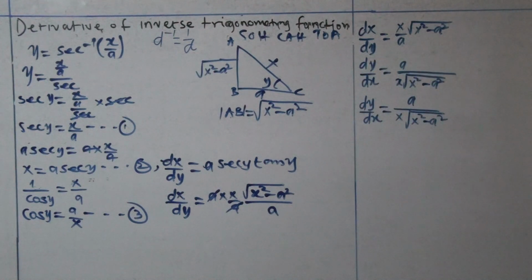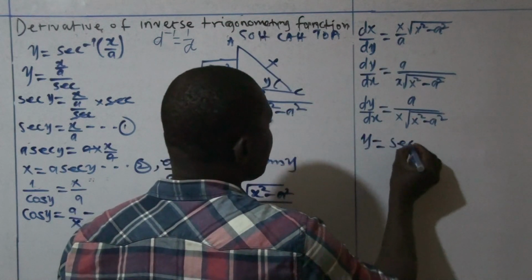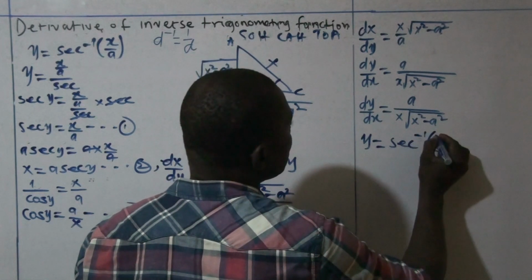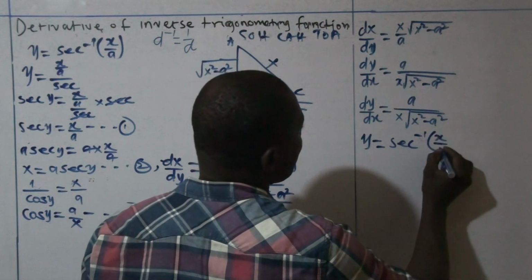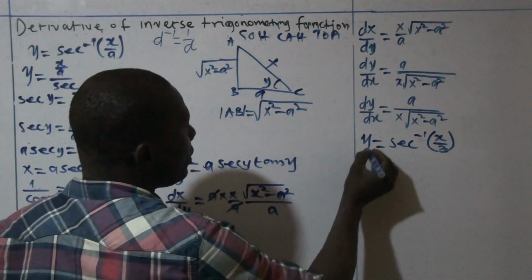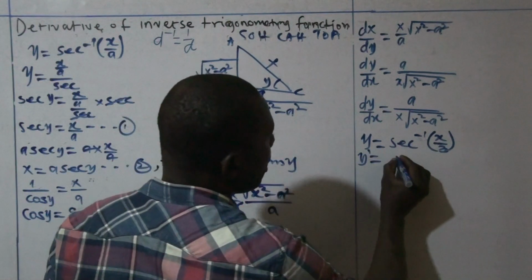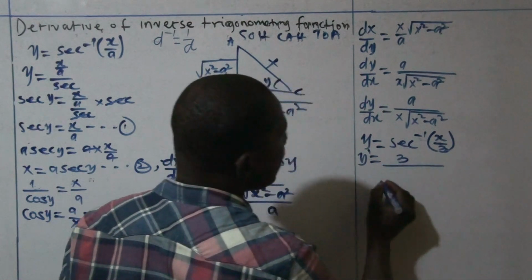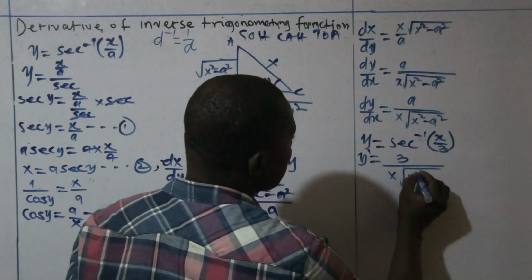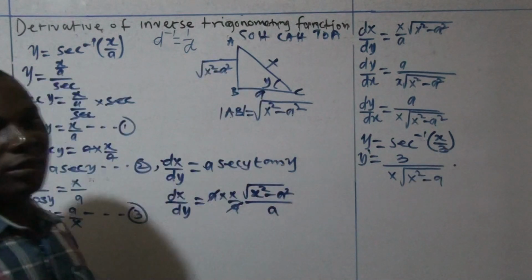This is the derivative. For instance, let's look at this. Imagine we are having a function y is equal to sec inverse of x over 3. So I'm asked to find the first derivative. Here our answer will just become, what we have here is 3. We'll put 3 here, divide by x, the square root of x squared, where we square 3, minus 9. It's as simple as that.